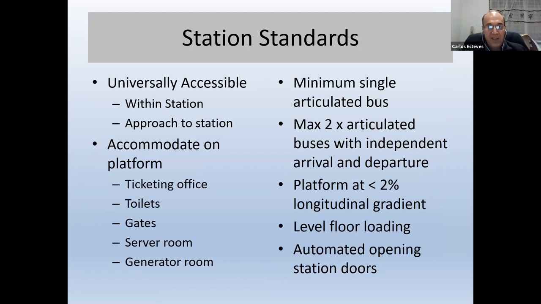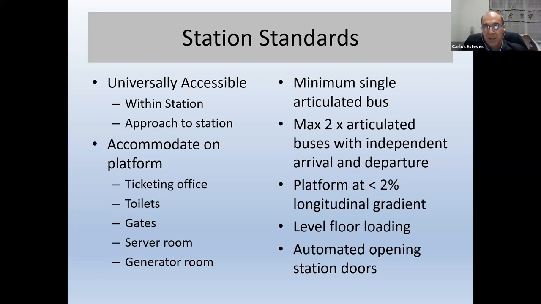The station itself had to accommodate ticketing, office, toilets, the passenger gates, the server room to handle all the electronics for the communication and information transfer, and a generator room to allow for uninterrupted power supply. The minimum station size was for a single articulated bus. An articulated bus has a capacity of about 100 to 120 people.